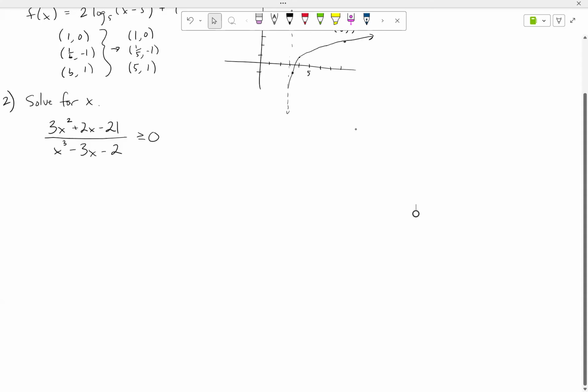I just want to know how to factor the top. Nathan, can you tell us what you did for the top? Yeah, okay, so for the top, I forget what the method's called, but I got 3x minus 7 and x plus 3.